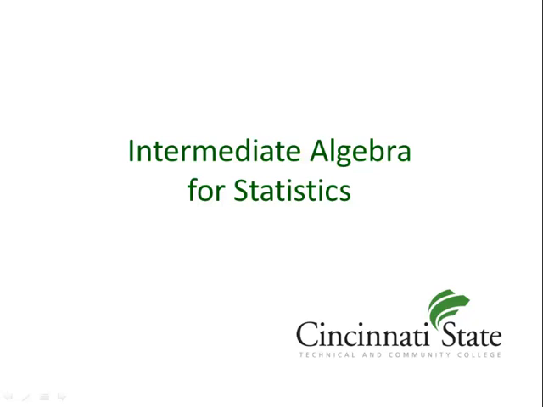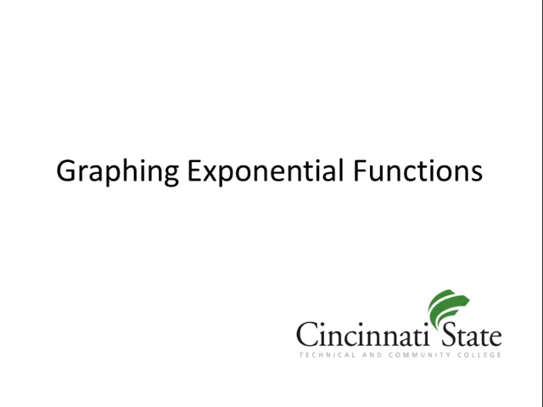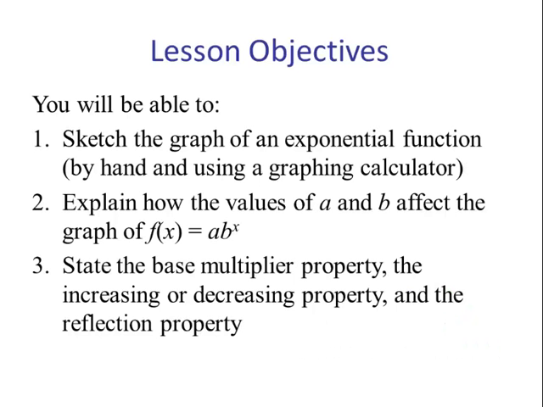Intermediate Algebra for Statistics, Graphing Exponential Functions. Lesson objectives: 1. Sketch the graph of an exponential function by hand and using a graphing calculator. 2. Explain how the values of a and b affect the graph of f of x equals a times b to the x power. 3. State the base multiplier property, the increasing or decreasing property, and the reflection property. All of these properties deal with the graph of this exponential function.